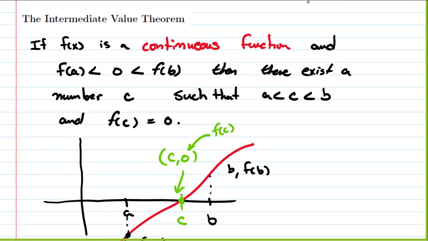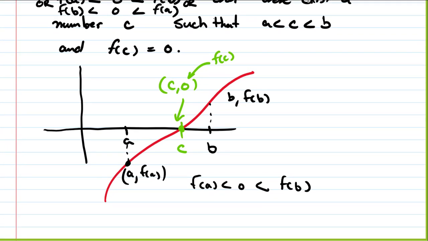So it's worth noting that this can also happen in the other direction. So f of b is less than 0 is less than f of a. So this is really an or statement for these two things. So as long as it changes sign, then there exists a number in between, like we see in this picture, where it must equal to 0.